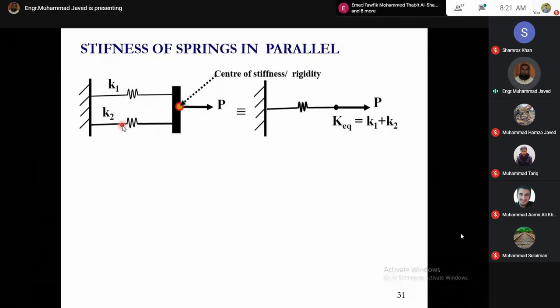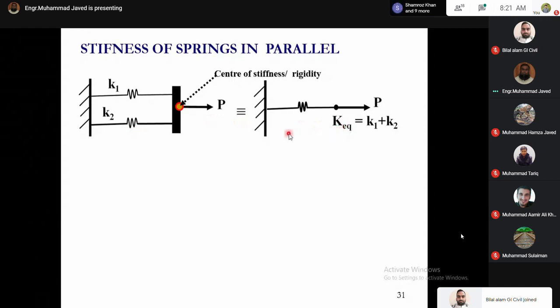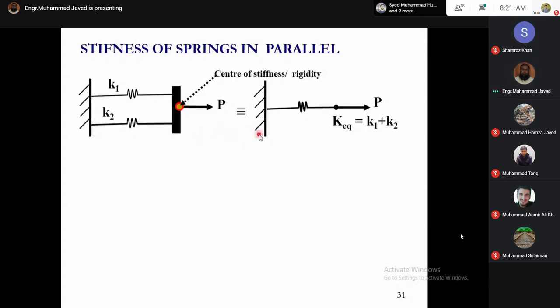Now we are dealing with a single degree of freedom system. Therefore, we need to convert these two springs, or in some cases there may be 3, 4, 5 springs, by a single spring. So the problem is how to calculate the stiffness of that single spring which replaces these two or more than two springs.